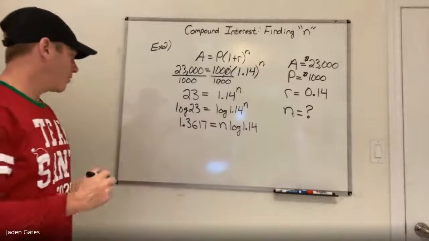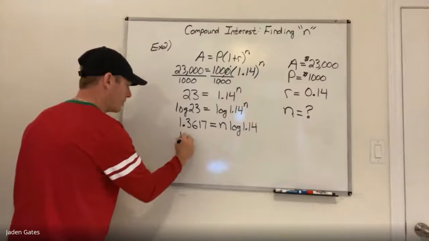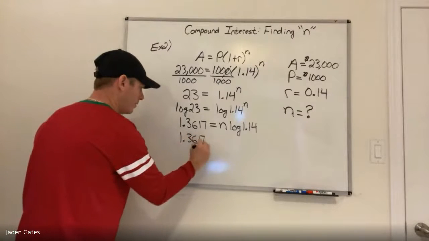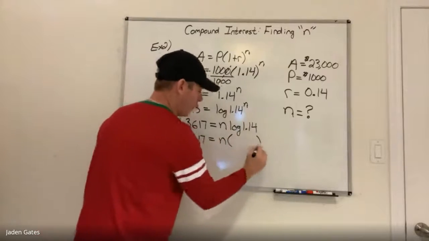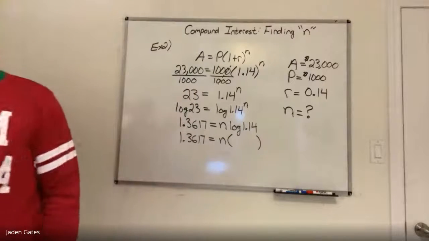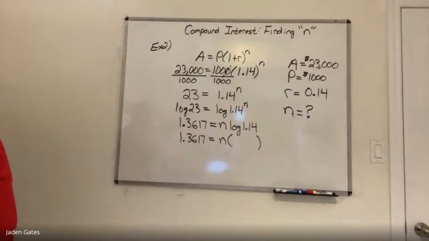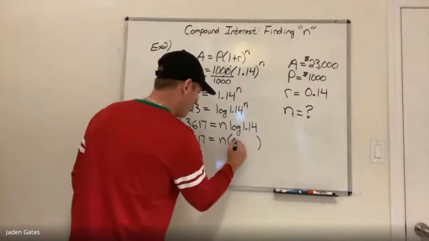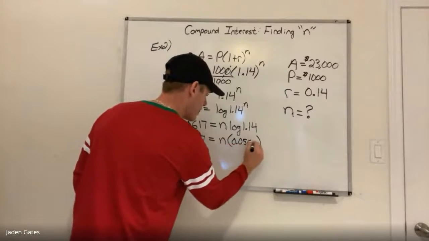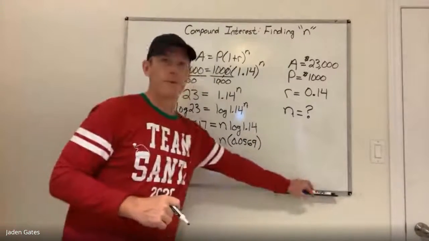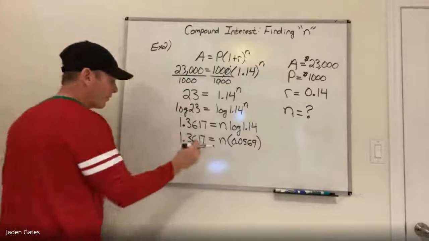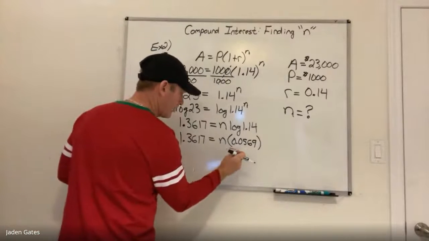There we go. And so once again, I'm just writing down this side. I got my n. I take the log of that small number, that 1.14. So I know it's going to be a very, very small number. And I get 0.0569. All right. And then, of course, my last step, which is dividing by my numerical coefficient here.